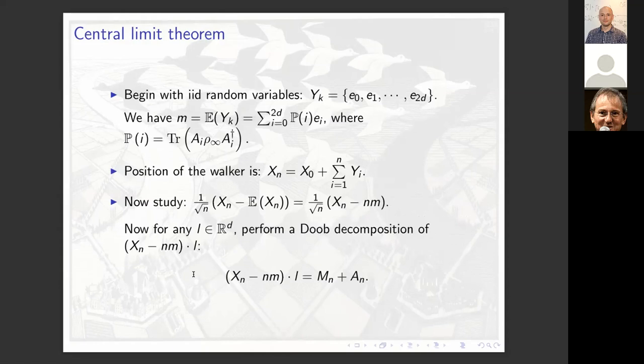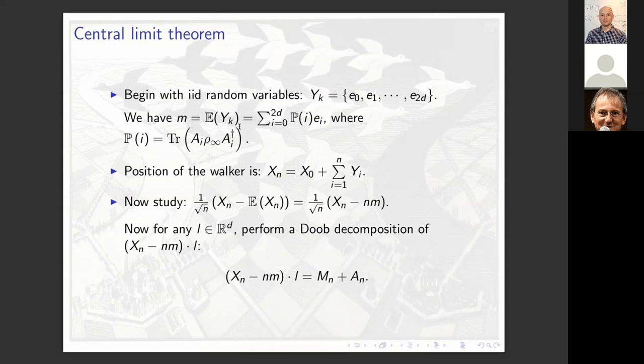We start with these independent and identically distributed random variables, which are these unit vectors, the e's over here. We define this quantity m, which is just the expectation value. The expectation value is a weighted sum over these unit vectors, and the weights are the probabilities, given by the trace again of these coin operators, but now we're taking the steady state. That's how this quantity m is defined.